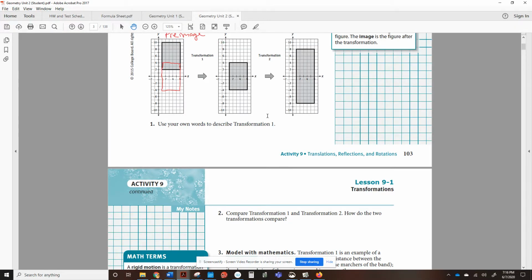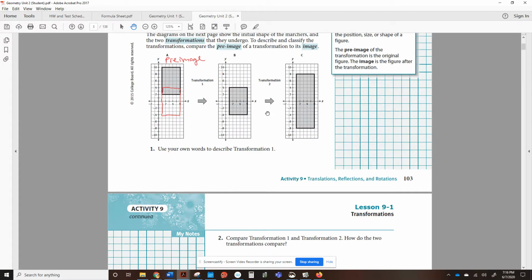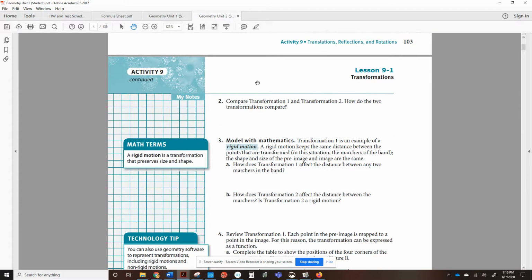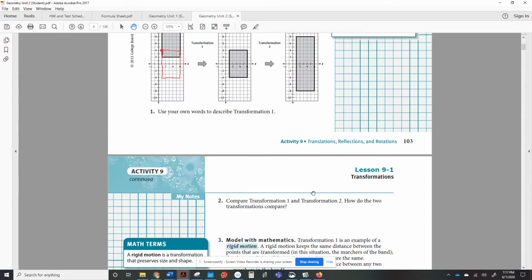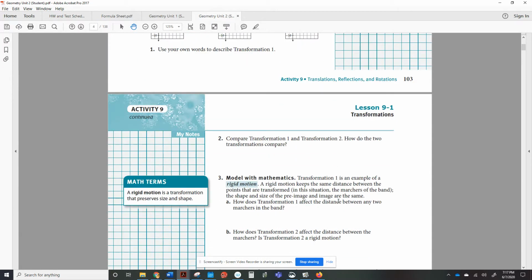Okay, so what I'm going to show you next is how to describe the change of this pre-image right here down to its image. All of this is being discussed in these next few questions. So it's not that I'm skipping these. I'm doing them, I'm just doing them up here where the drawing is.